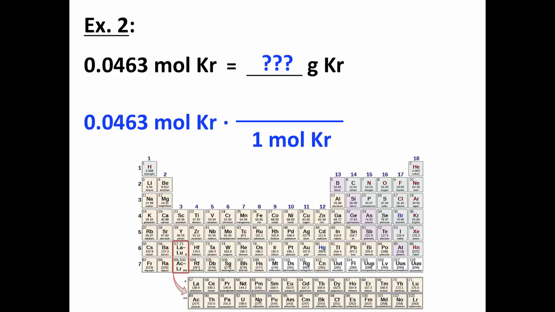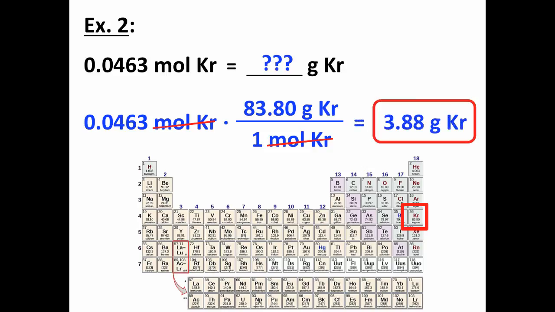And then on the top, we need to know what the mass is. So we look on the periodic table. For krypton, the mass of 1 mole is 83.80 grams. So that goes on top. We do the math, cancel out the units, and 0.0463 times 83.80 gives us 3.88 grams of krypton. That's the mass that corresponds to that number of moles.